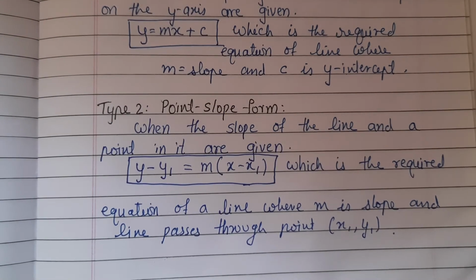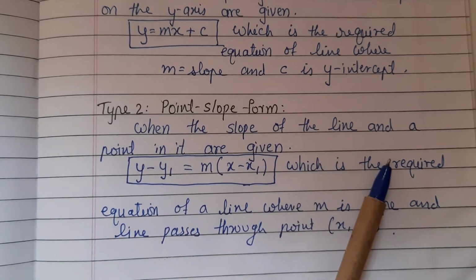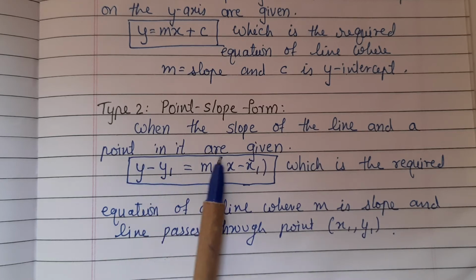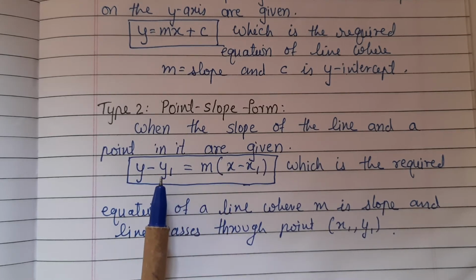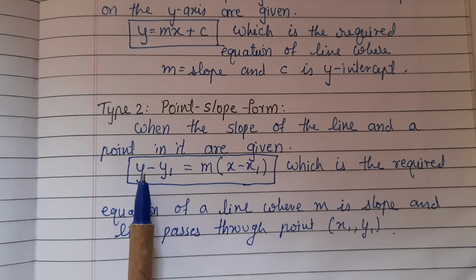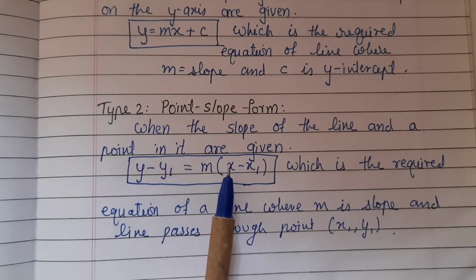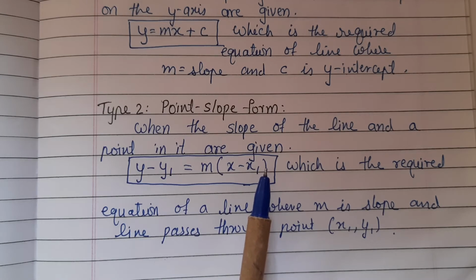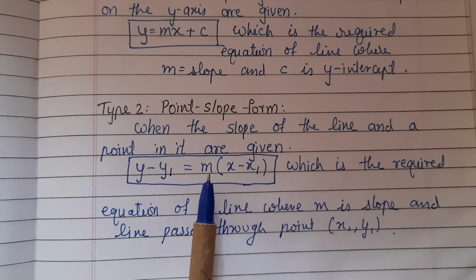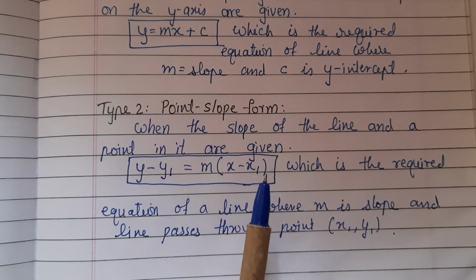Type 2, slope point form. When the slope of the line and a point on it are given, the equation of the line is y minus y1 equal to m into x minus x1, where m is the slope and the line passes through the point (x1, y1).